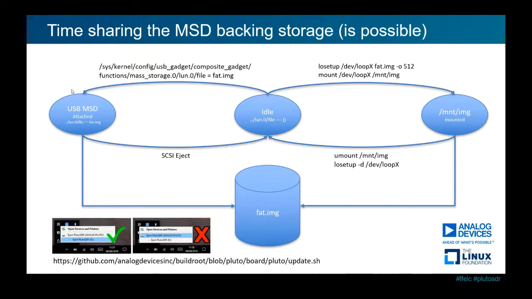Once the backing storage is idle, not owned by the mass storage gadget, we have a daemon or shell script running on the Pluto, which loop mounts this backing storage and checks its contents for, let's say, a new firmware or for some manipulations on the config file. We do the appropriate actions, flash the new firmware, and once we are done, we assign the backing storage back to the mass storage gadget.